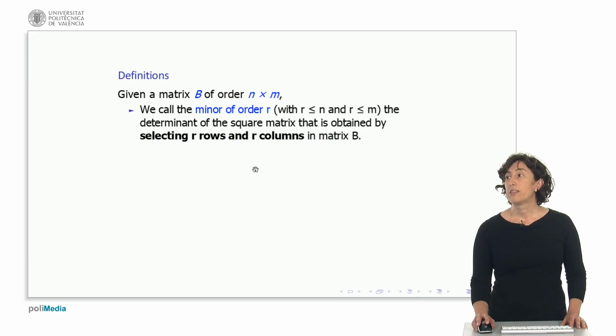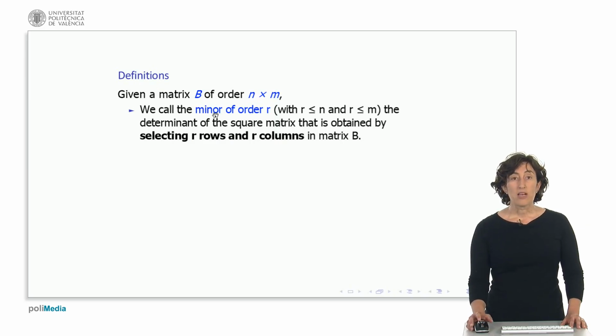So given a matrix B of order n times m, that is, with n rows and m columns, we are going to call minor of order r the determinant of any square matrix that we can build by selecting r rows and r columns in the matrix B. Normally, r has to be less than or equal to the number of rows and the number of columns to be able to select.